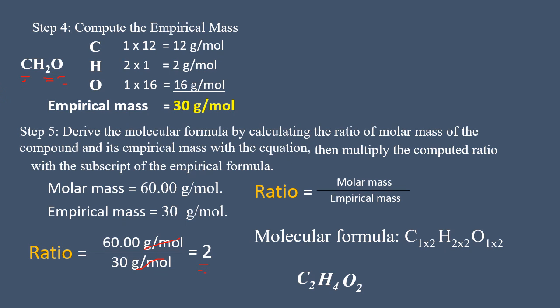Therefore, the molecular formula of that unknown compound is C2H4O2. It is also known as acetic acid. And we're done. I hope that you were able to follow the 5 simple steps.